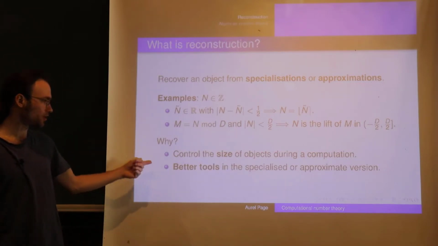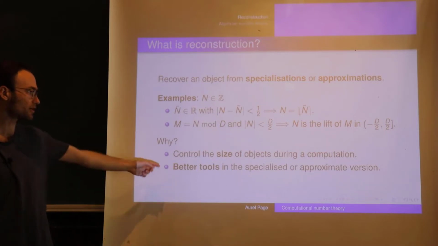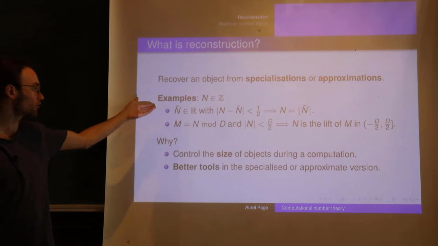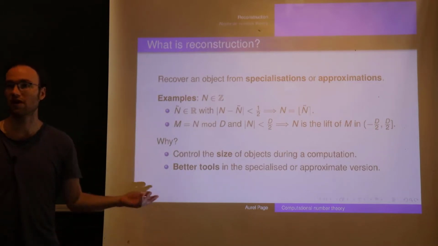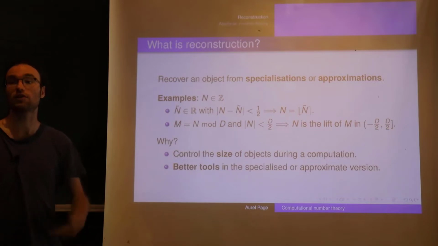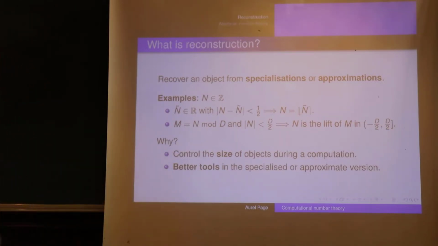And the second one could be just because you have better tools in the specialized or approximate version. For instance, if you do real reconstruction, that could be because you have access to analytic functions and things like this, even if you want to recover a real result, an integer result at the end.